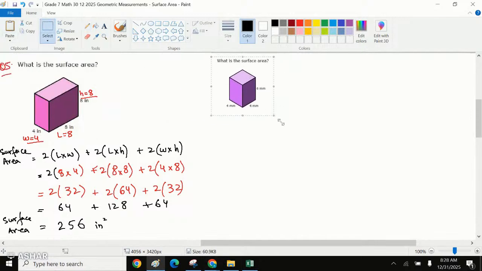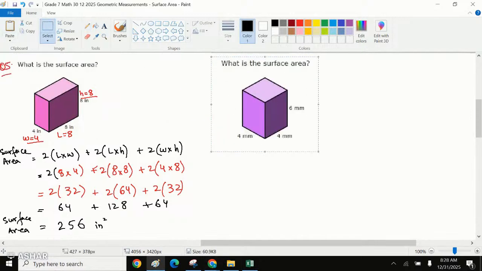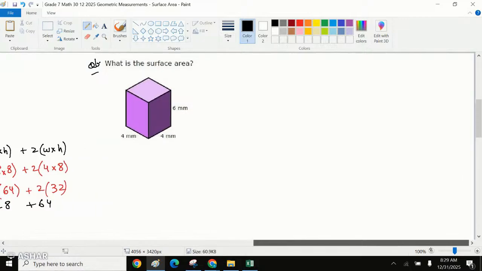Okay, we need to find the surface area. In question number 6, we need to find the surface area for this. Let's try finding it. So we can say the surface area would be equal to 2 multiply.